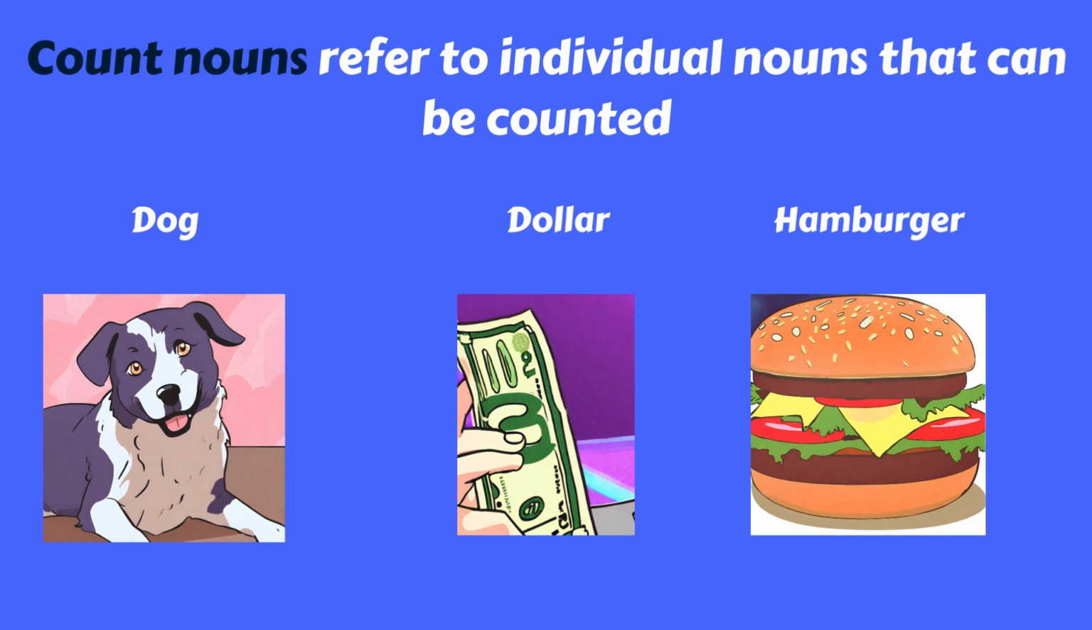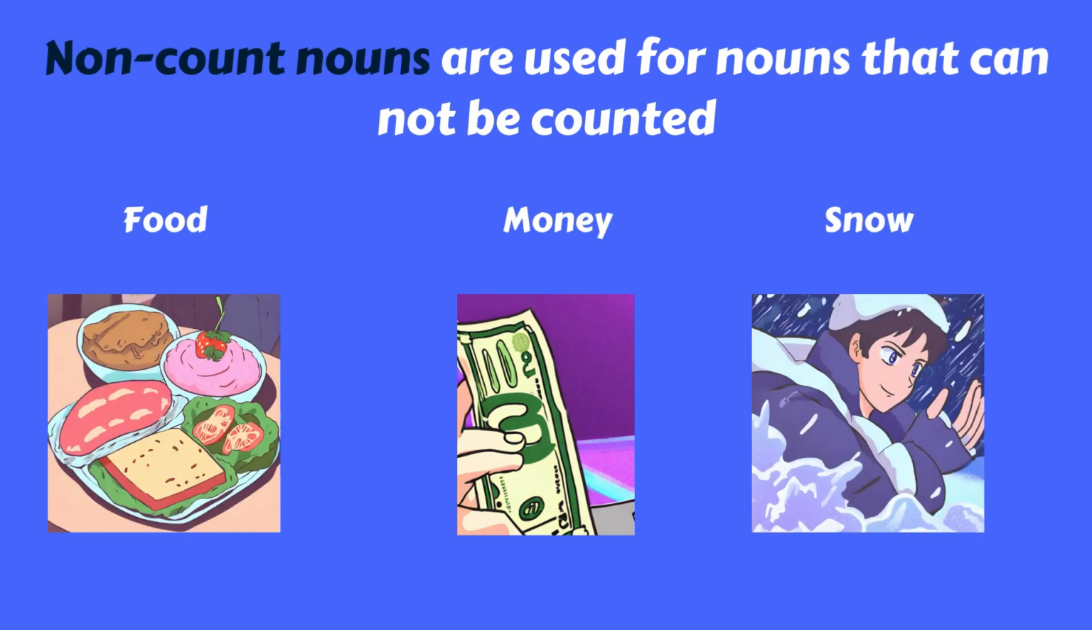Then we have count nouns, referring to individual nouns that can be counted. You can count dog, 1 dog, 2 dogs, 3 dogs, and so on, or cats, or people, 1 person, 2 persons, 3 persons, something like that. House can be counted. Dollar or monetary unit, it can be counted. How many dollars do you have in your wallet? Oh, I'm carrying $5 in my wallet, for example. Hamburger, how many hamburgers can you eat in one evening? Well, I'm hungry, so I had two hamburgers for dinner, for example. Individual nouns that can be counted.